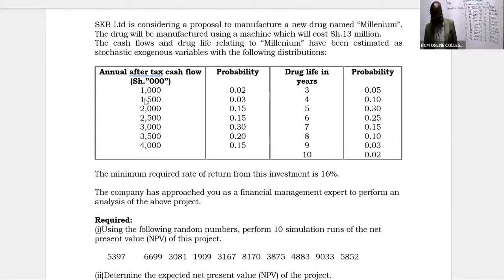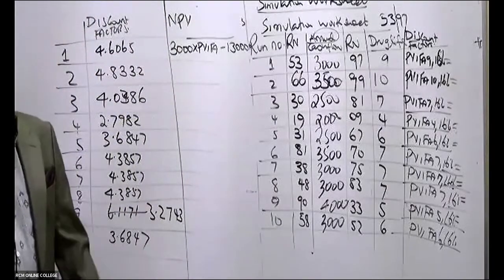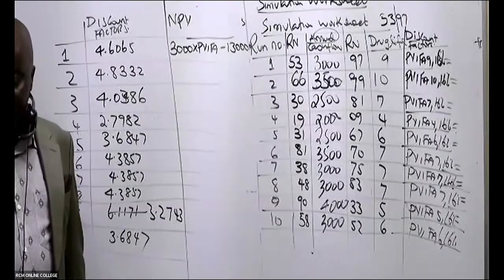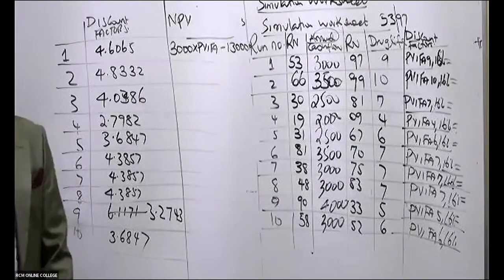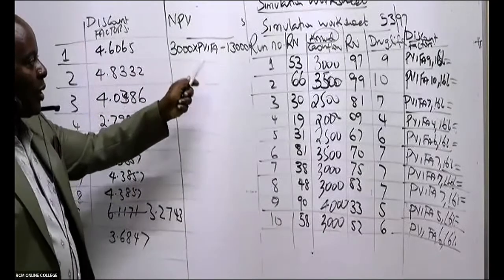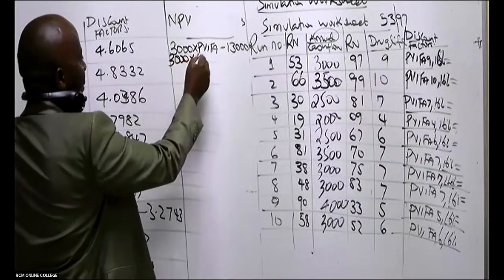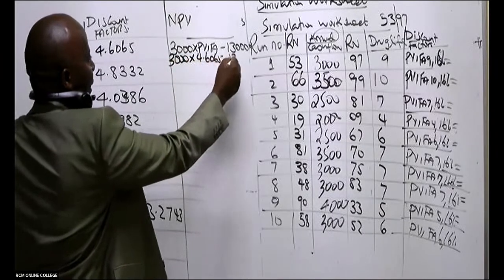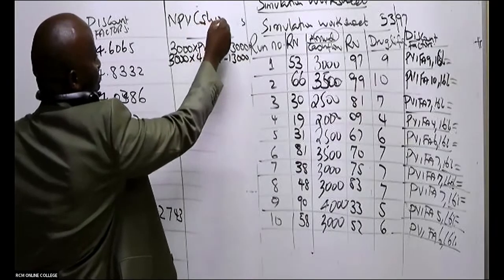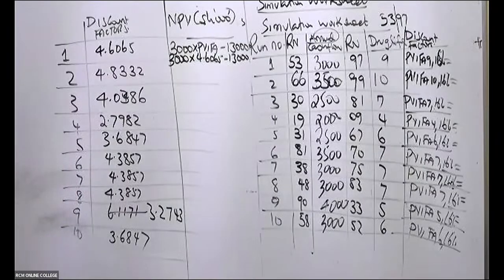So Lincoln is not agreeing with all these figures. Lincoln, are these figures correct? All of them? Check them again. Lincoln, check them out. Now they are correct. So I'm discounting this. For run number 1, I'm discounting the 3,000 times this PVFA that you guys now have, which will be 3,000 times 4.6065 minus 13,000. So remember, this will be in shillings what here? Thousands. Don't forget to chop 3 zeros from 13 million.